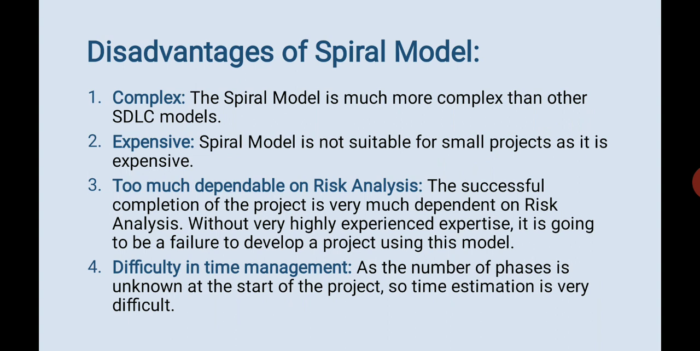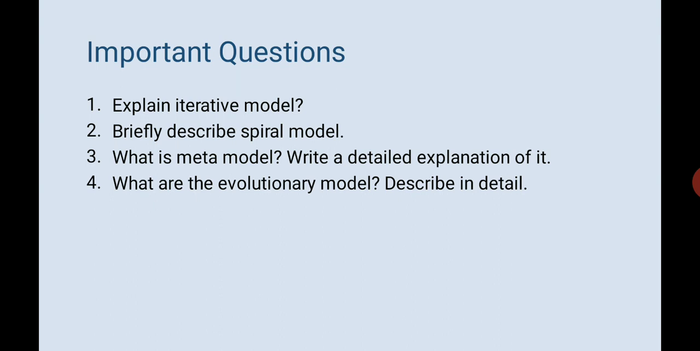Difficulty in time management. See, as the number of phases is unknown at the start of the project, time estimation is very difficult. And we agree also to this point that we don't know what kind of risk comes into the system. And risks are actually unknown changes. You don't know them beforehand. They come at once and they have to be catered to at once. So time management will always be an issue in spiral models.